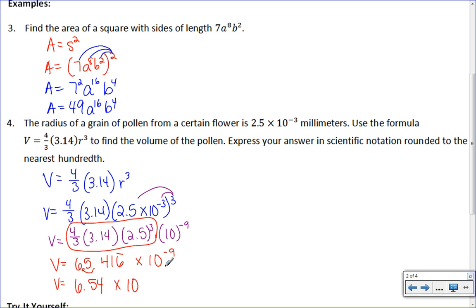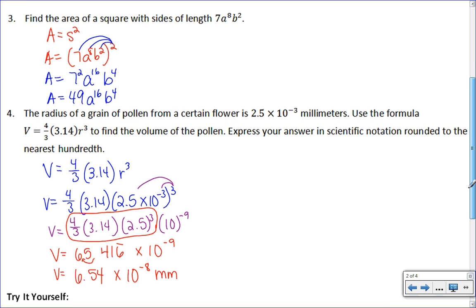Alright, now this might be a little tricky to figure out what happens to this exponent. Think about it this way. If I wanted to write this number in standard form, since this is a -9, this is a very, very small number, I'd move the decimal back way, way, way over here. Well, I moved the decimal back one spot, just one spot, and now it's closer to 0. So this exponent should also be closer to 0. So it's 6.54 times 10 to the -8 millimeters.